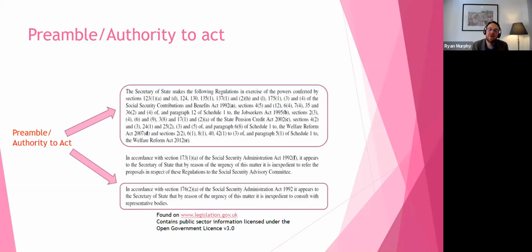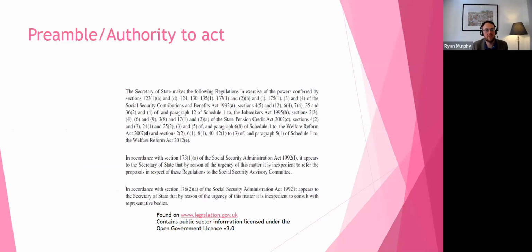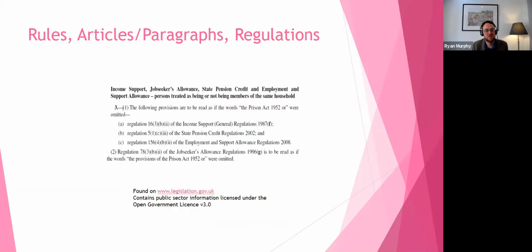And so what we have here is a sort of a pathway to how this legislation came about. How did this piece of secondary legislation come about? What are the powers that led to it? And you can find that right at the start of the Act in the preamble or the authority to act sections. Then if we go into the detail of the Social Security coronavirus prisoners regulations, we can see certain features.